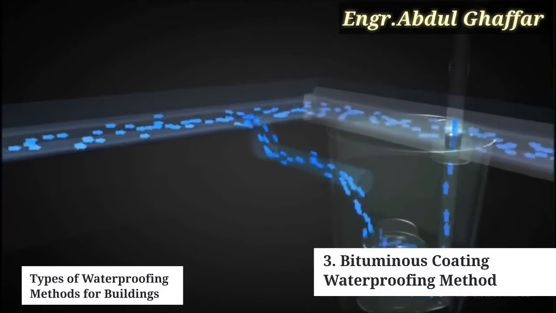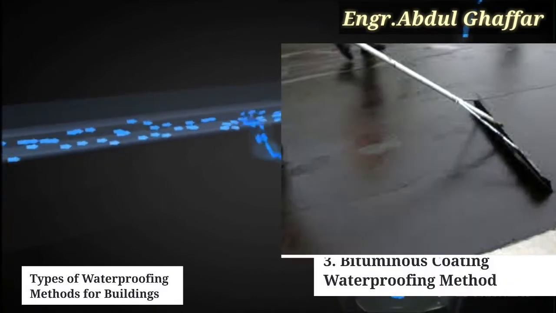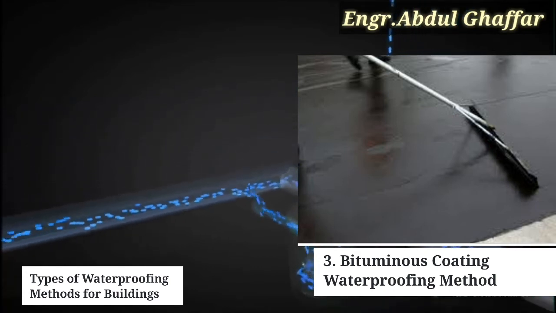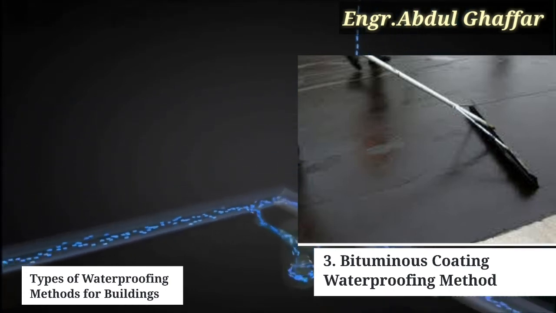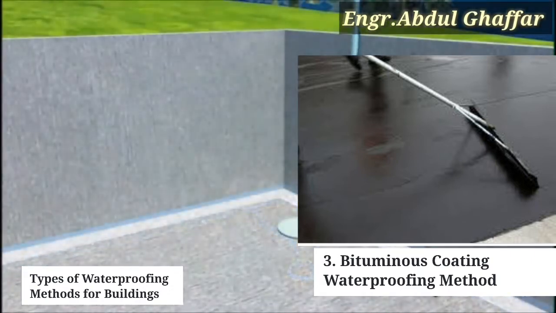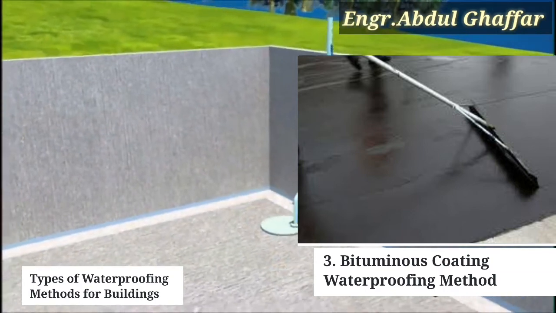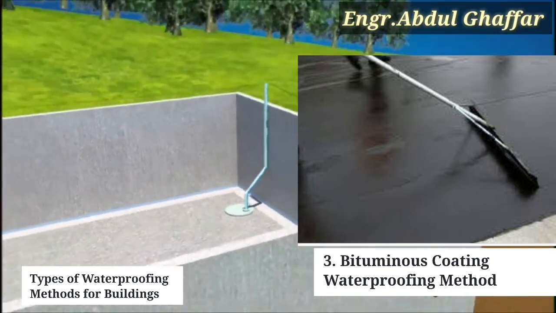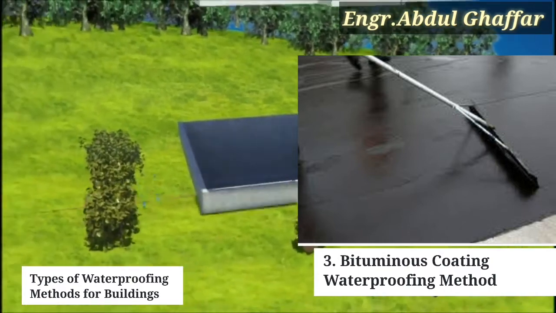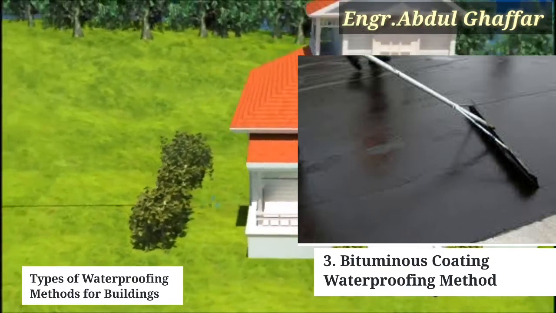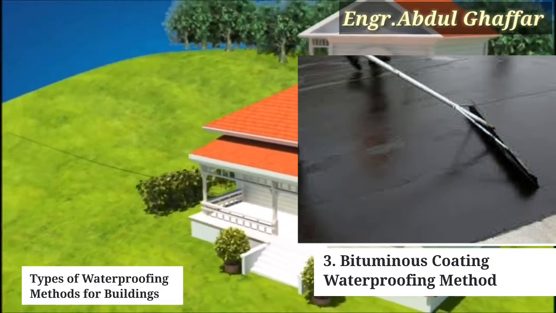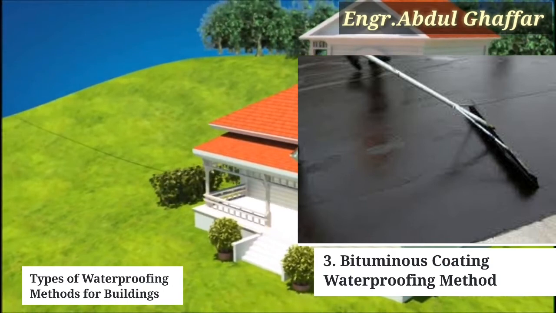Number 3. Bituminous coating waterproofing method. Bituminous coating is a type of waterproofing coating used for waterproofing and as a flexible protective coat in accordance with its formulation and polymerization grade. Its flexibility and protection against water can be influenced by the polymer grade as well as reinforcement of fiber. Bituminous coating is also called asphalt coating.